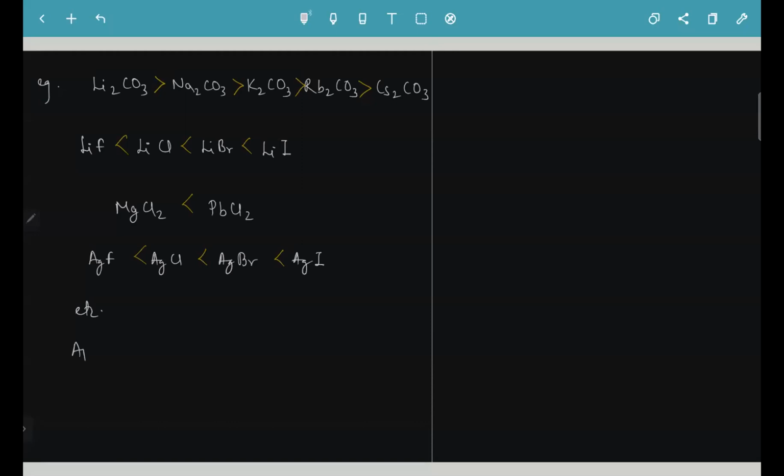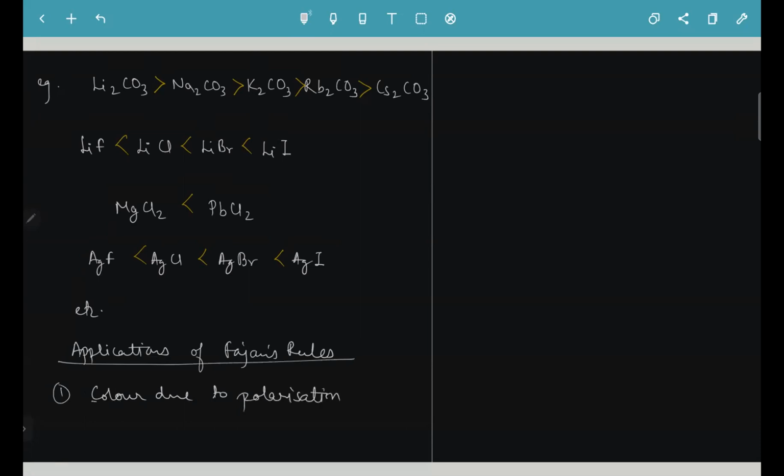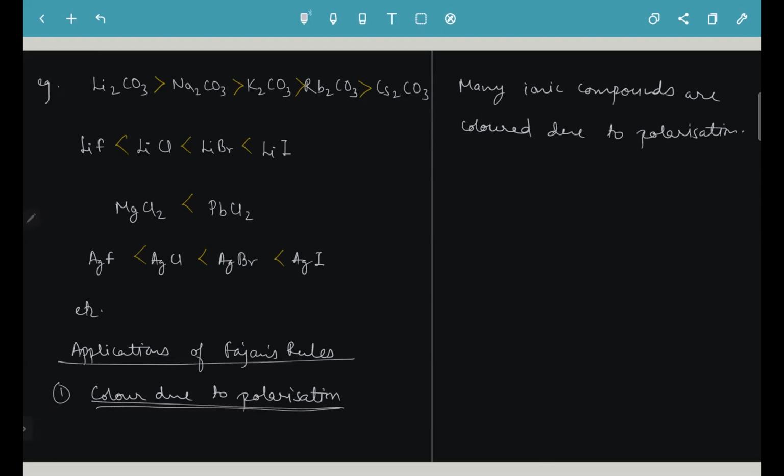Now we'll do some applications of Fajan's rules. Write one point in this: color due to polarization, a quite important point. Many ionic compounds are colored due to polarization. What happens? Polarization of an ion excites the electrons.